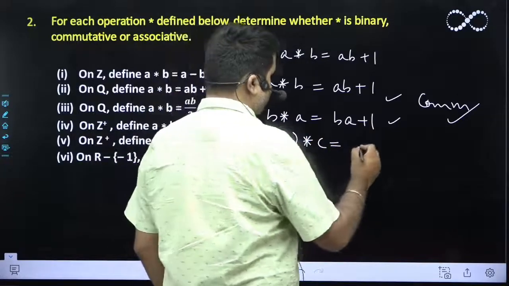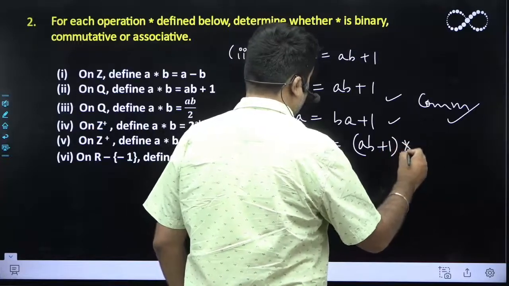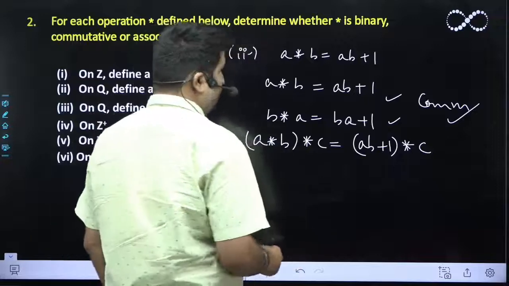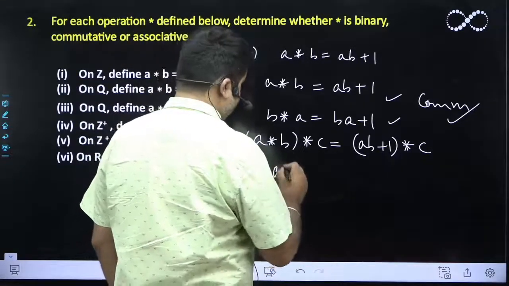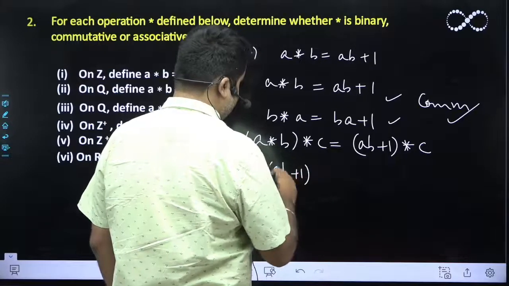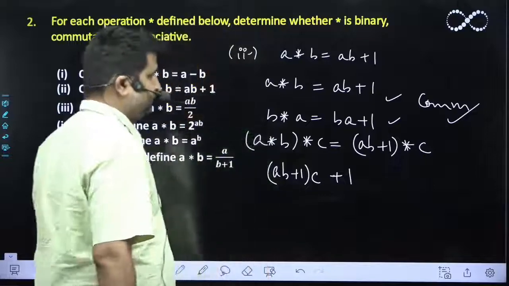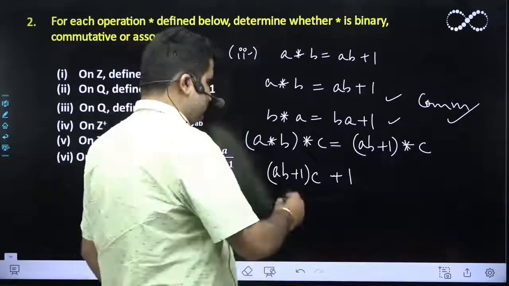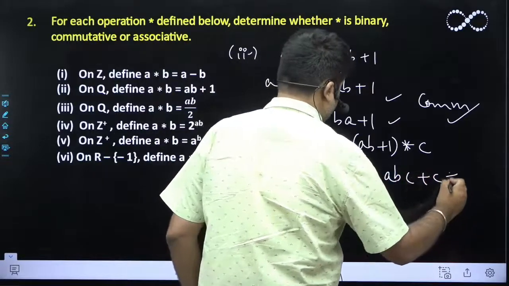Now this is equal to AB plus 1 star C. Now what will be this value? This value will be (AB plus 1) C plus 1, since we are just multiplying these two numbers and getting the answer. So this is ABC plus C plus 1.